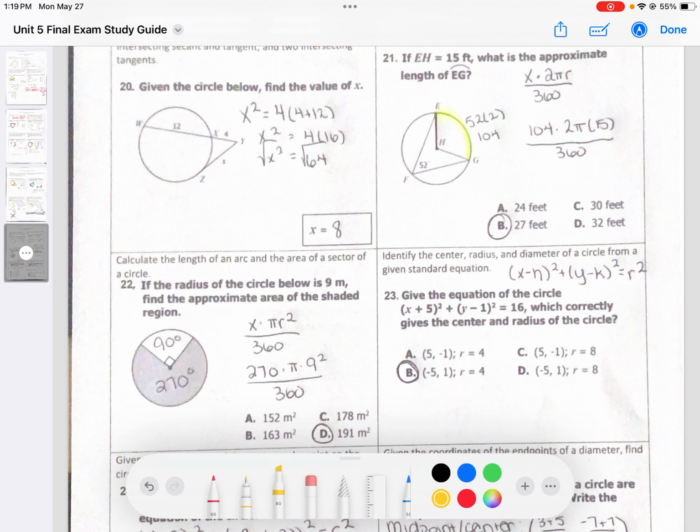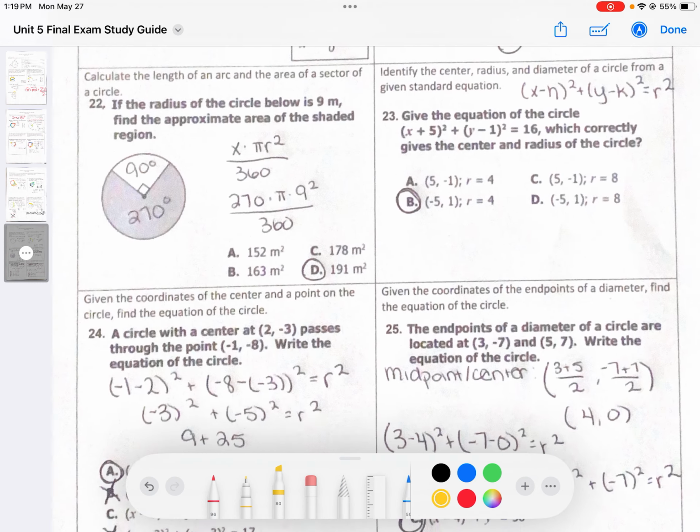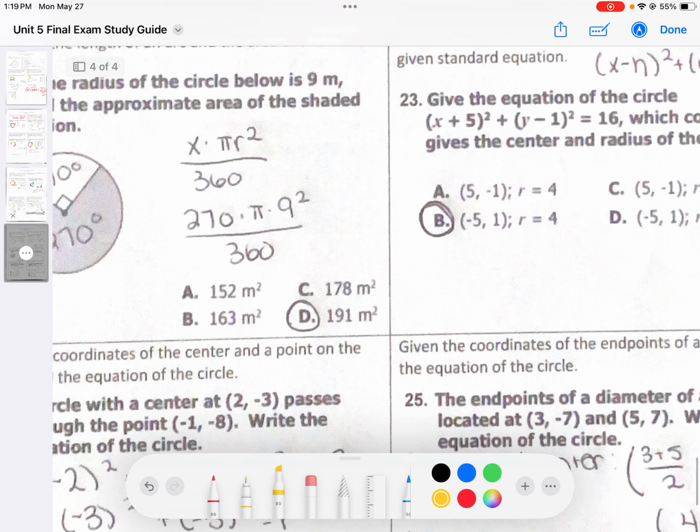It's part of the circle, the degree of the arc divided by 360, right? Because there's a total of 360 degrees in a circle. We figure out how much of the full circle that arc is, then we multiply it by the circumference. So 22 is kind of similar, but we're multiplying it by the area of the circle. So 270 times pi times 9 squared divided by 360. You plug that in your calculator, you get 191.